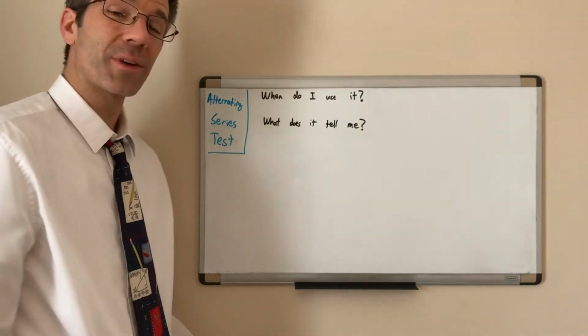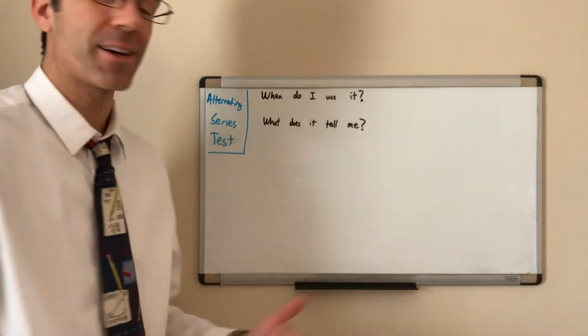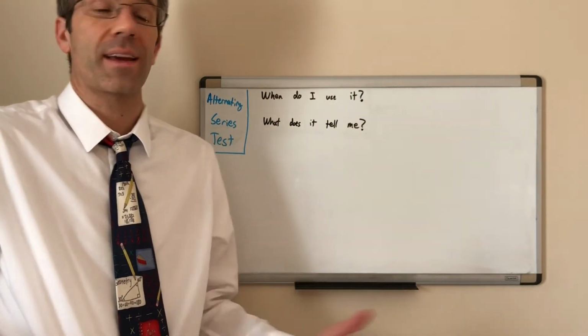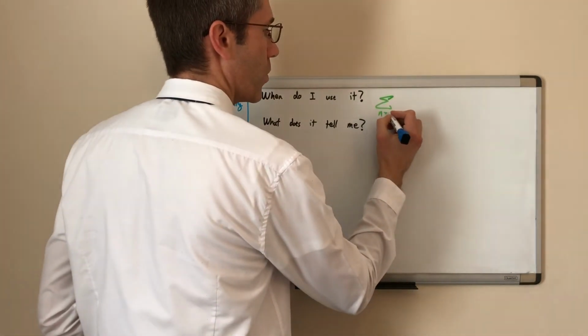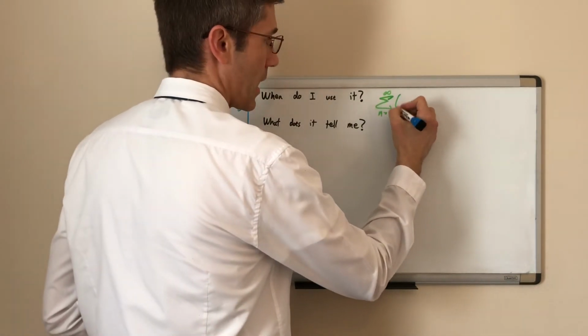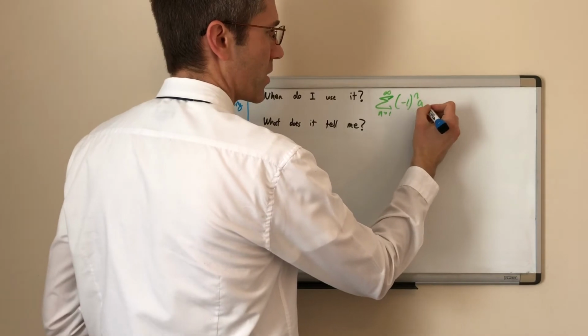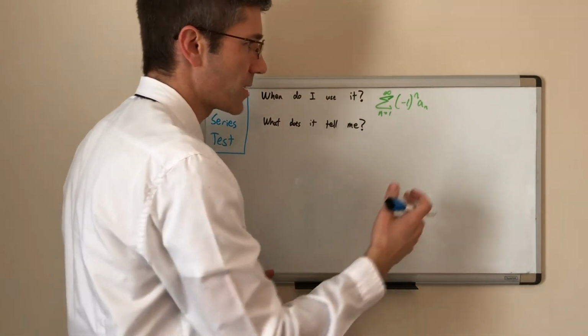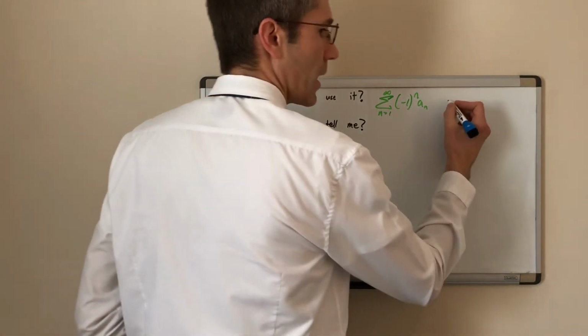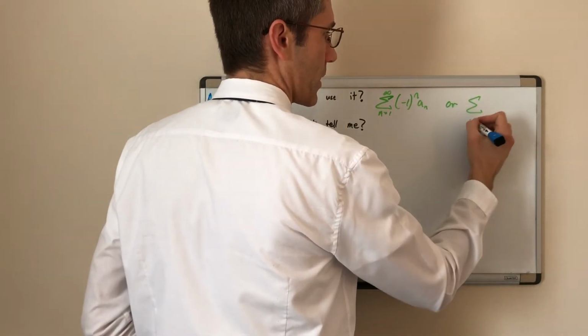Well, let's talk about the alternating series test. When do I use it? I use it when I have a series that's alternating in its sign. And those are of this type of structure right here. They go from 1 to infinity, and it's -1 to the n with some other explicit formula, a sub n. Not recursive, explicit formula. And it could look like that, or it could look like this right here.